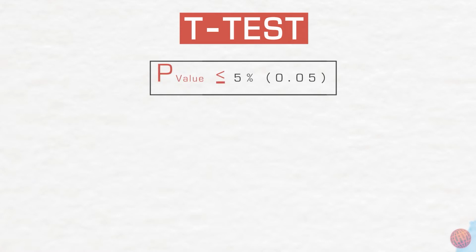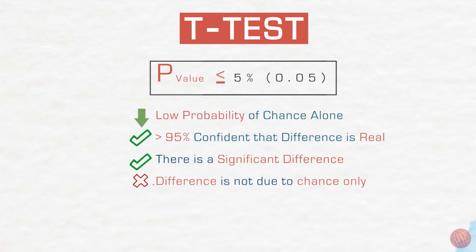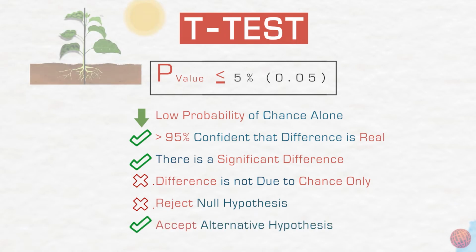Once you calculate the p-value, you have two options. If the p-value is lower than 5%, which is 0.05, this means that there is low probability that chance alone could produce the difference. This means that we are more than 95% confident that the difference is real and not due to chance only. So we can conclude that the difference between the two groups is significant and not due to chance only. And accordingly, we reject the null hypothesis and accept the alternative hypothesis. In our example for leaves, this means that there is a significant difference between the mass of leaves in shade and the mass of leaves in light.